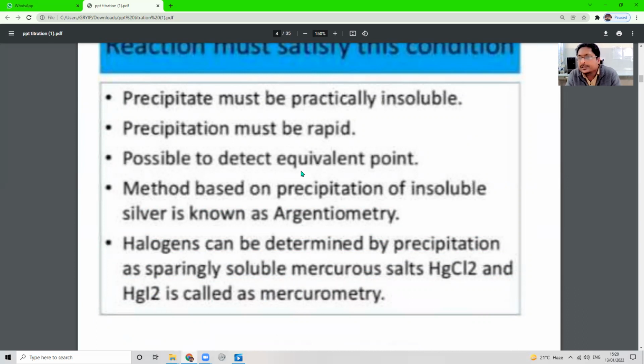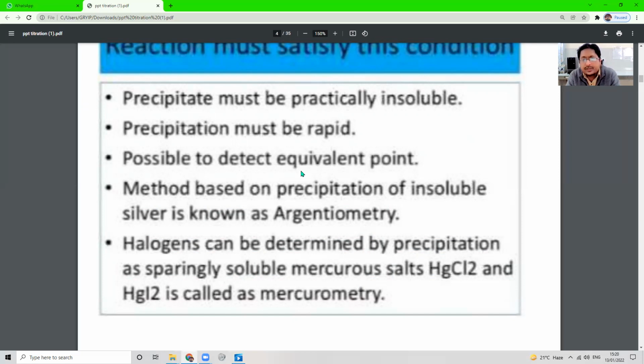The precipitate must be practically insoluble. This is the first criterion, which is very important for precipitation titration. The precipitate must be insoluble. Precipitation must be rapid, and it should be possible to detect the equivalence point with the help of an indicator.